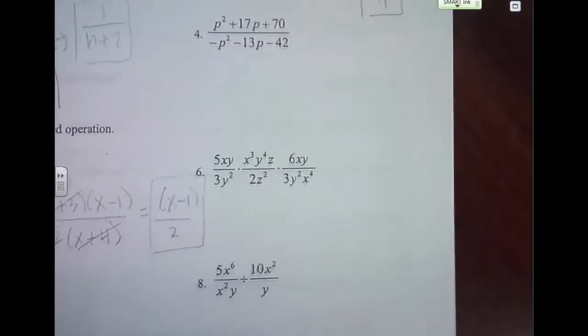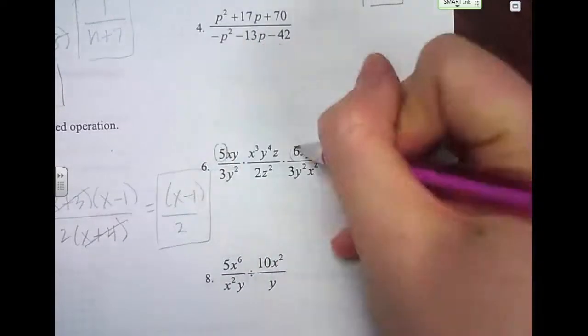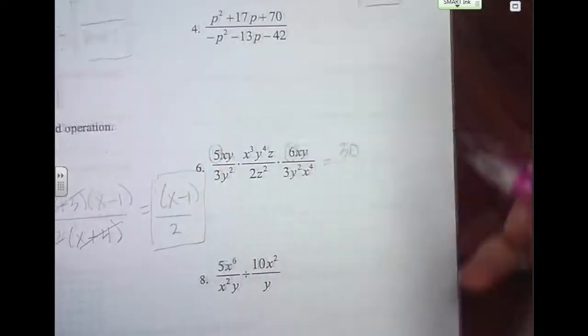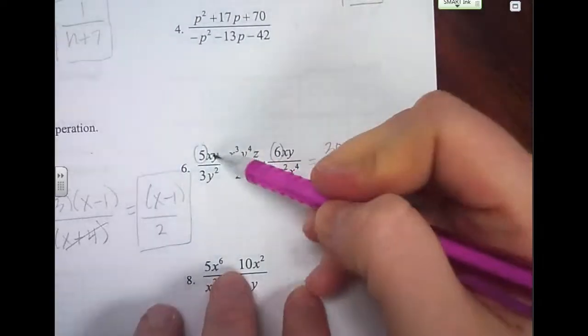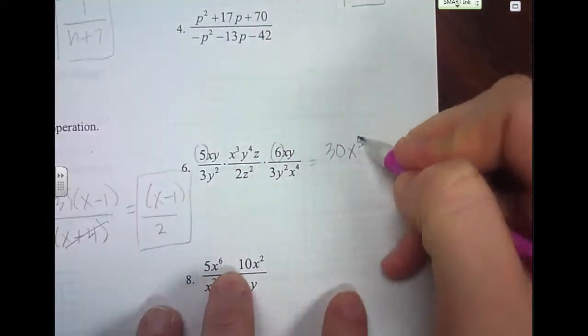Okay, number 6, when you have one like this, you want to go ahead and put everything together on the top and the bottom. I think it makes it a little bit easier. So we'll multiply the numbers, so we get 30. Then we count our x's. I have 1 x here, 3 x's here, and 1 here. So that would be a total of 5 x's.